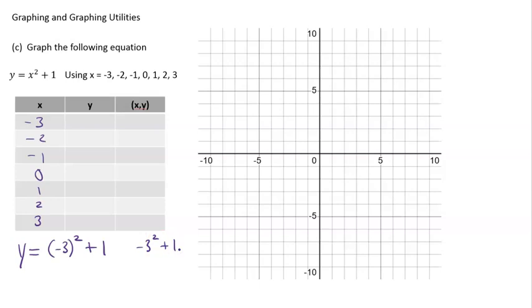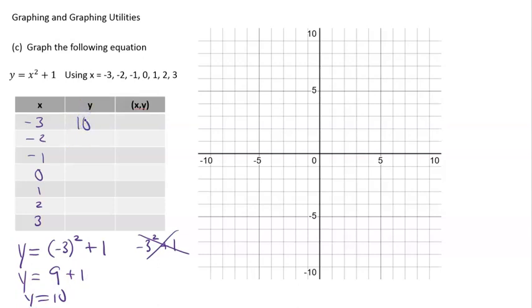It's not. Okay, so this is the wrong way to do it, because I'm not just squaring the 3, I'm also squaring the negative. This is why I have parentheses. So negative 3 squared is negative 3 times negative 3, which is 9, plus 1, which is 10. So when you plug in negative 3, you get 10 as a result.